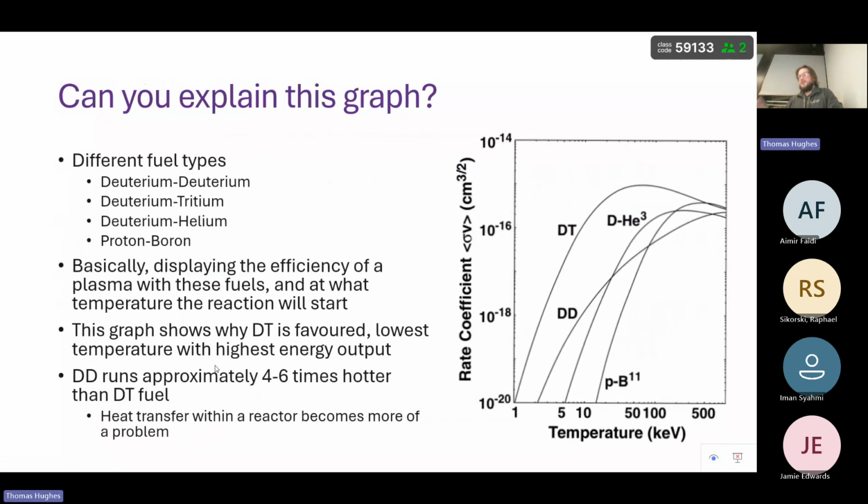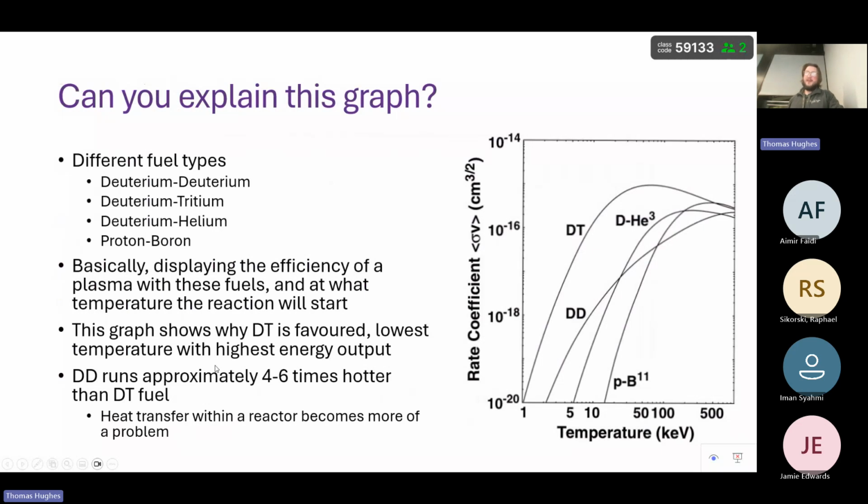So this is showing all different fuel types. These are the main ones. There are potentially some alternatives, but you'll see why we don't talk about other ones. Essentially, it's showing what temperature is required for fusion plasma to start. So you can see DT's start temperature is the lowest by a considerable margin, which is why it's favored.